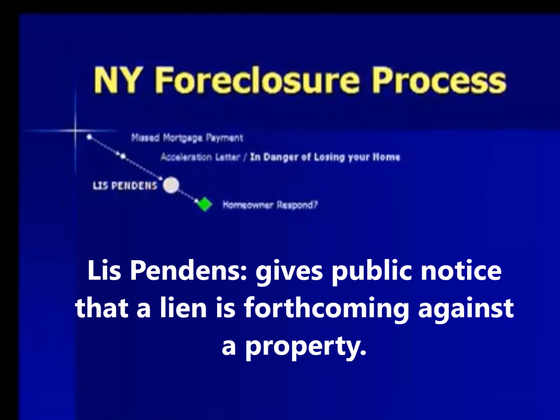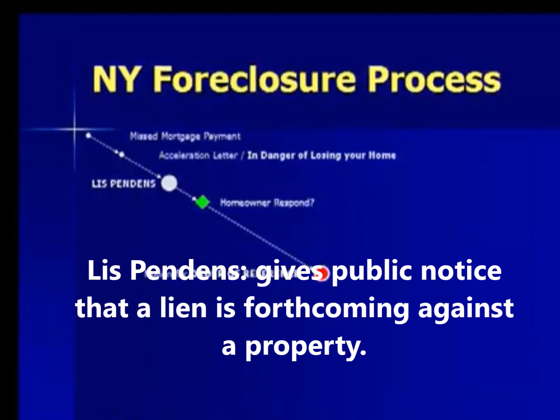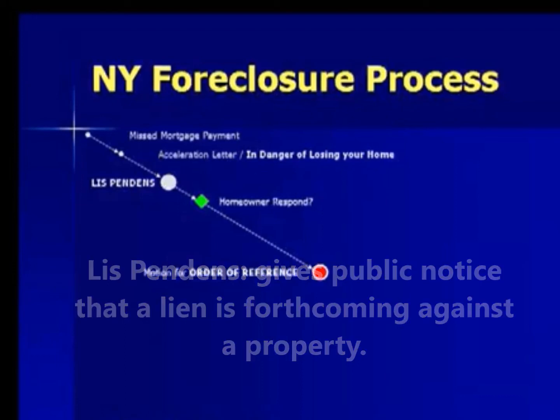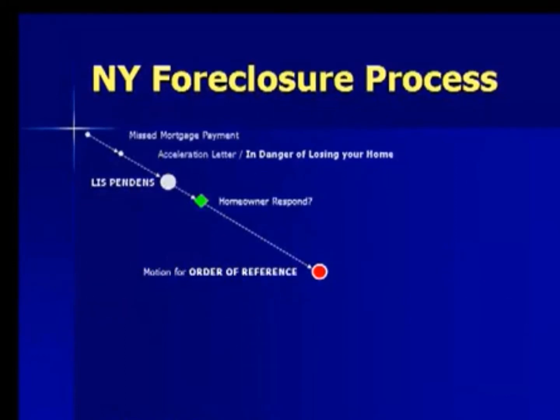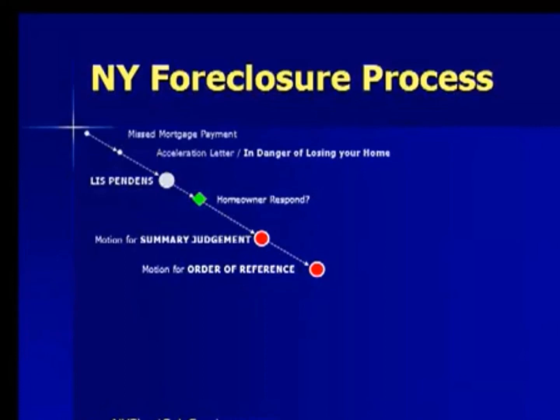So, next question is, should the homeowner respond? Well, if the homeowner doesn't respond, then the homeowner is in default, and the lender files a motion with the court for an order of reference, or to have an auction referee assigned to the property. If the homeowner does respond, then the court requires a discovery process, which requires the lender to file a motion for a summary judgment before they can get the order of reference.